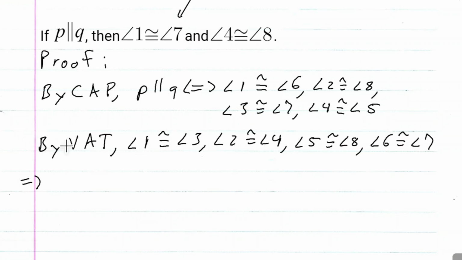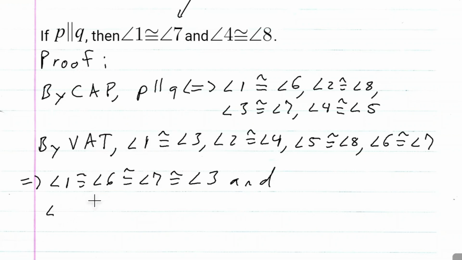So I know that angle 1 is congruent to angle 6, and angle 6 is congruent to angle 7, and angle 7 is congruent to angle 3. So all of these are congruent together. And I also know these pieces are congruent together. 2 is congruent to angle 8, and 8 is congruent to 5, and 5 is congruent to 4.